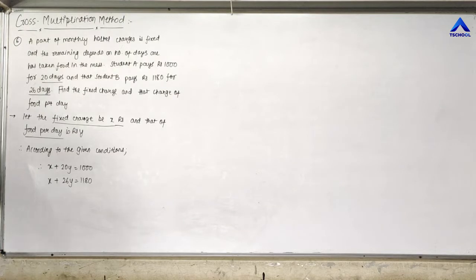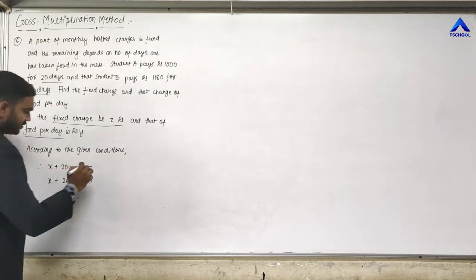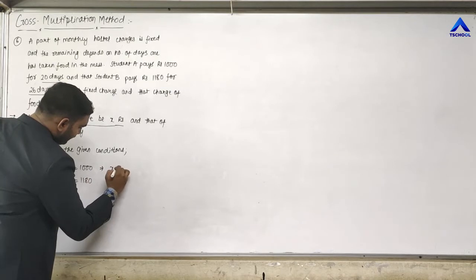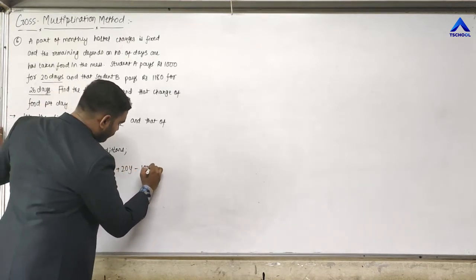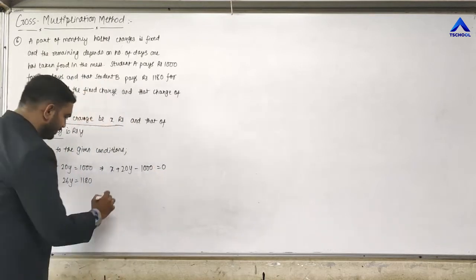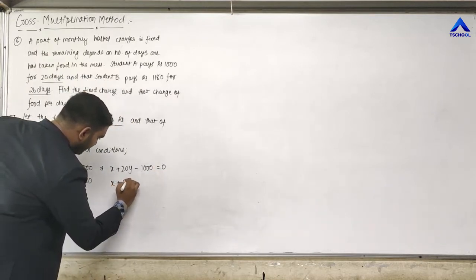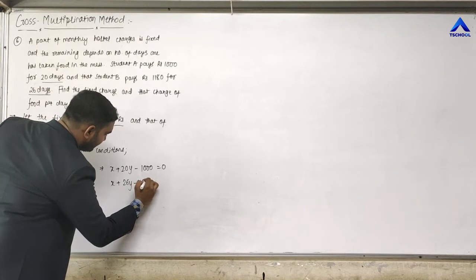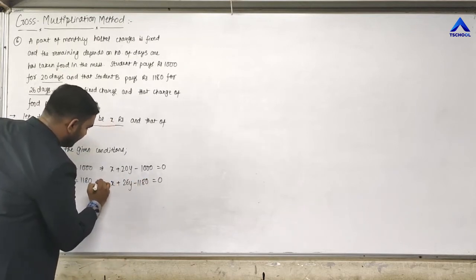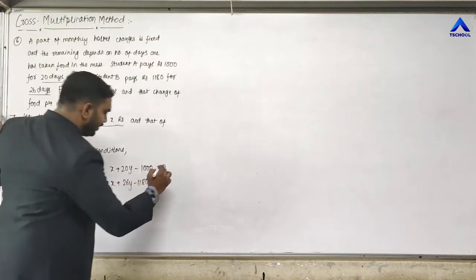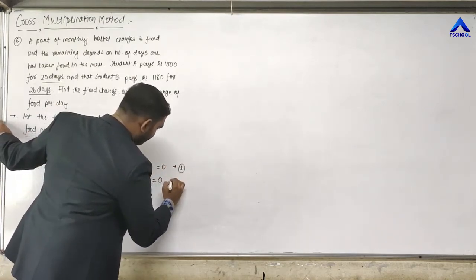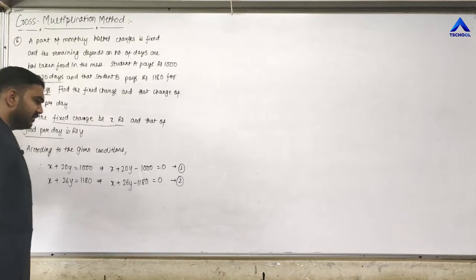Right, so we got these two equations, but note that if I want to solve it by cross multiplication method, then these are not in the standard form. So first of all, X plus 20Y minus 1000 equals to 0 and X plus 26Y minus 1180 equal to 0. So these are the equations that we got here in the standard form. Let us mark it as 1 and 2.